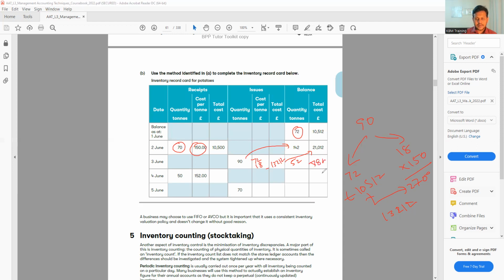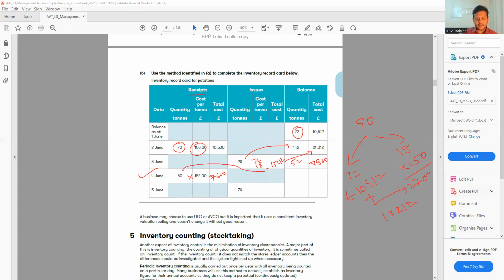7,800. Very good. Now we can see on 4th of June, we buy some more receipt. So we buy another 50 units, and each unit is 152. So how much is it? 50 times 152. How much is the total cost for 50 units? 7,600. Very well done. 7,600.